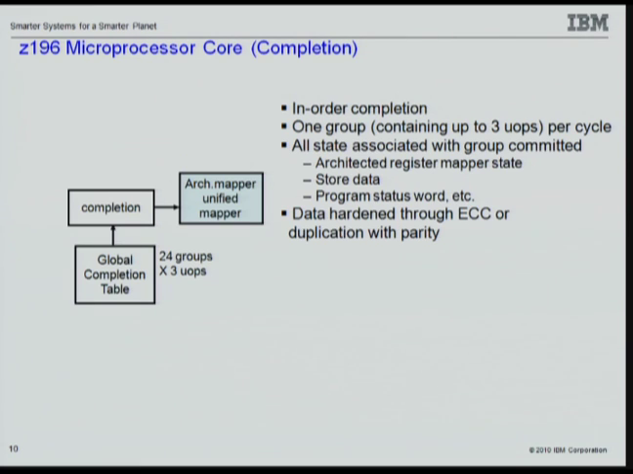We complete up to 1 group of 3 micro-ops per cycle, and all state associated with that group is committed atomically: all the architected register values and the mapper state, the store data associated with those instructions, the instruction address, and so on is committed. And all this data is hardened through ECC or duplicated structures, which are protected with parity.